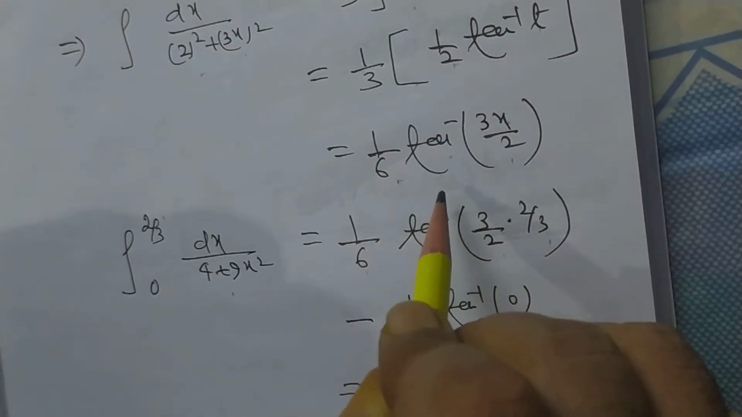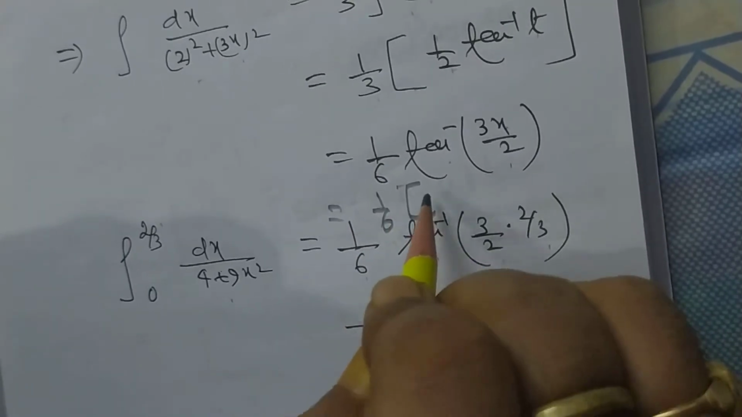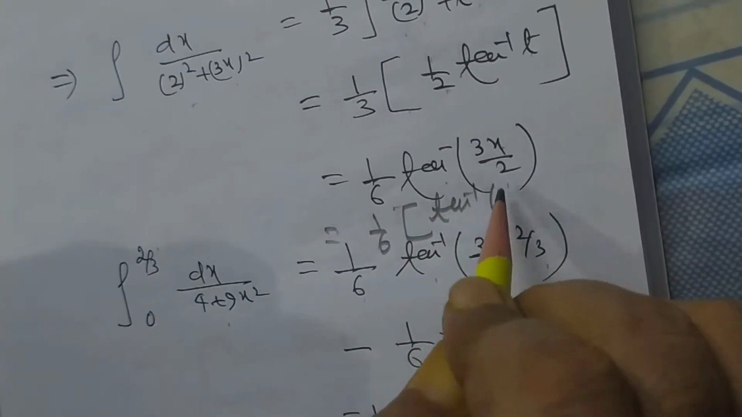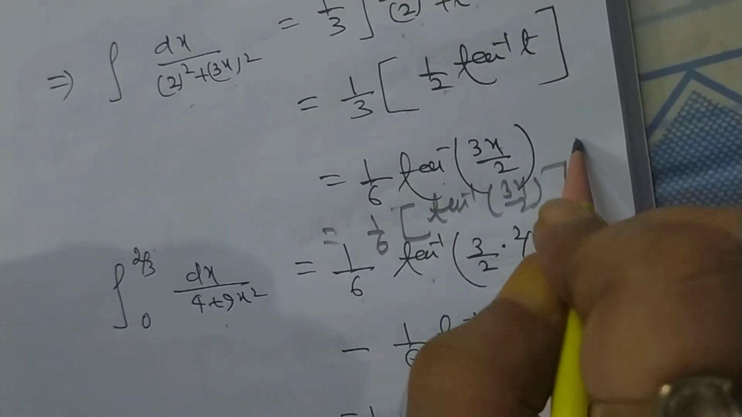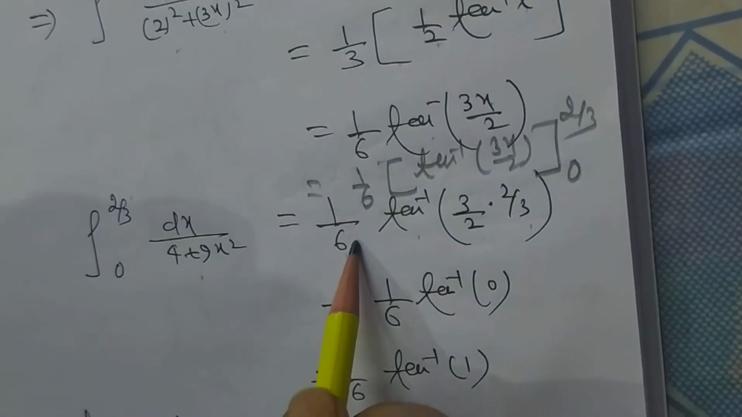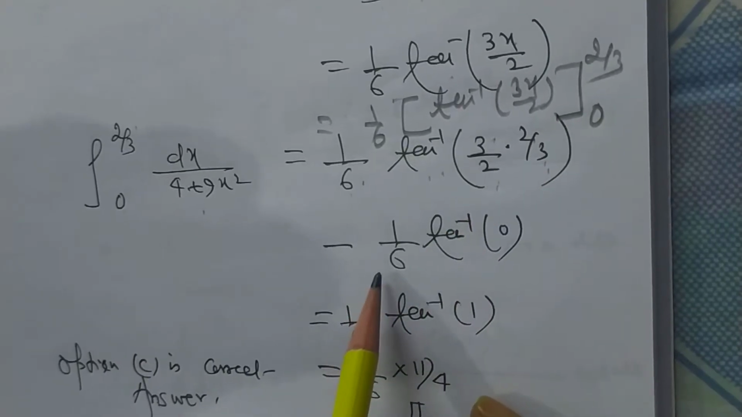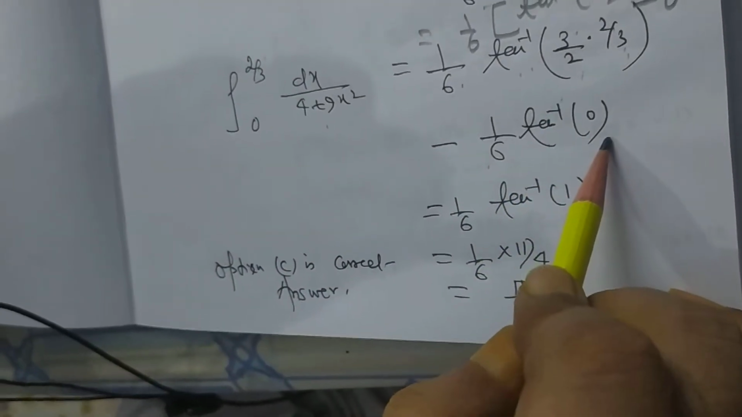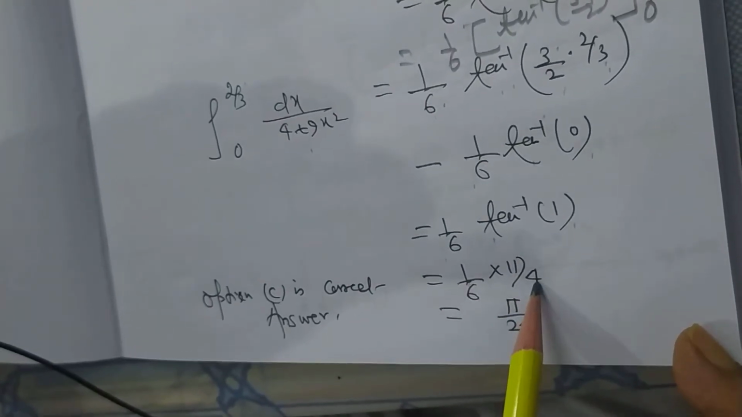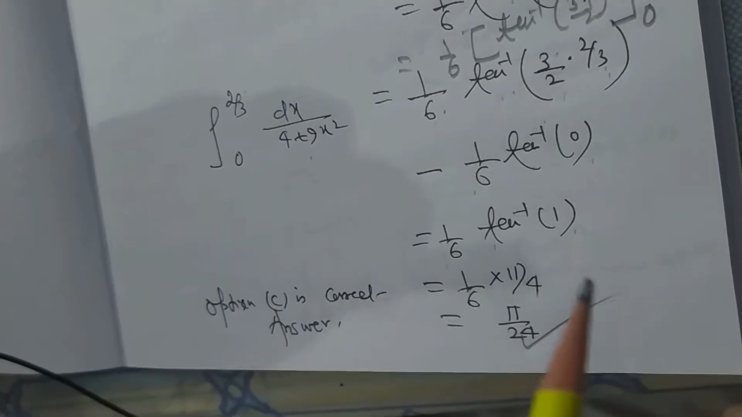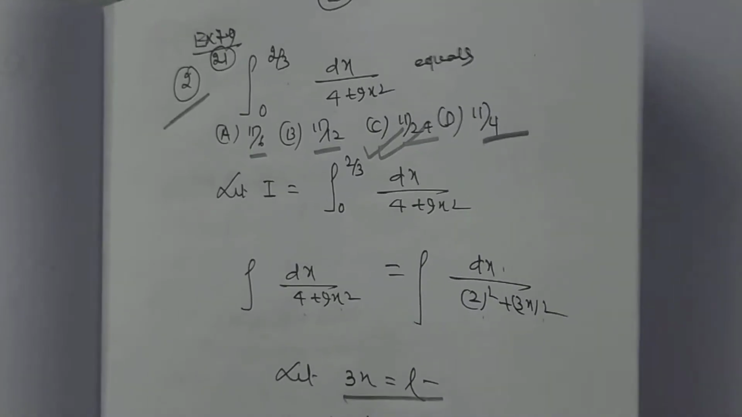You must write here 1 by 6 tan inverse 3x by 2 from 0 to 2 by 3. So it will be 1 by 6 tan inverse 3 by 2 into 2 by 3 by putting the value of x, minus 1 by 6 tan inverse 0. It will be 1 by 6 tan inverse 1. It will be 1 by 6 into pi by 4, so pi by 24. So the correct answer is pi by 24.